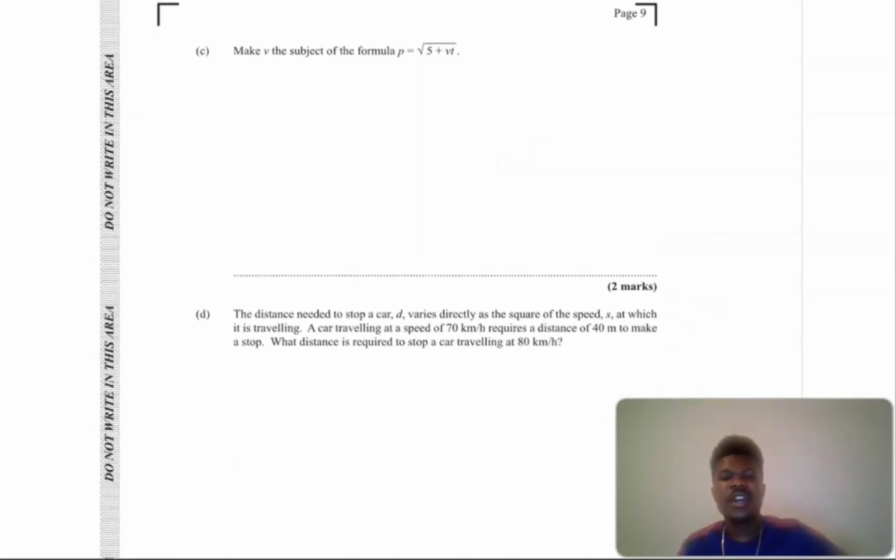My next question says, make v the subject of the formula p equals square root of 5 plus v times t. So again, we need to isolate v. First, we have to get rid of the square root. We cannot do anything to the terms underneath the square root if we don't first eliminate the square root. And the opposite of a square root is squared, so we need to first square both sides. So that's going to leave us with p squared is equal to 5 plus vt. Then we need to minus 5 from both sides, so p squared minus 5 is going to equal vt.